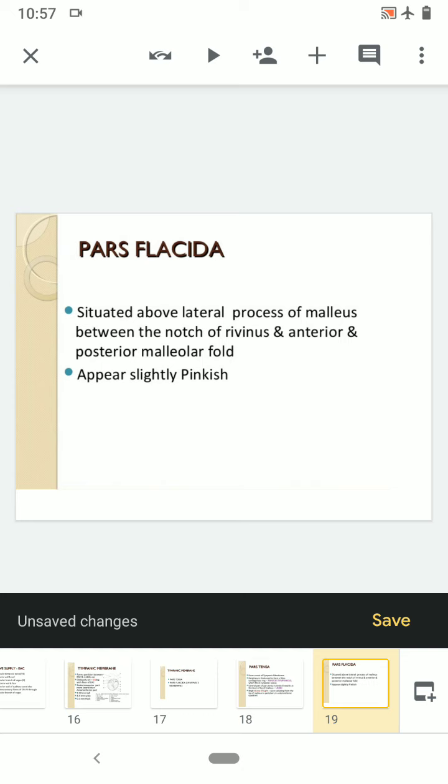The pars flaccida is situated above the lateral process of the malleus, just above the malleolar folds, between the notch of Rivinus and the anterior and posterior malleolar folds.